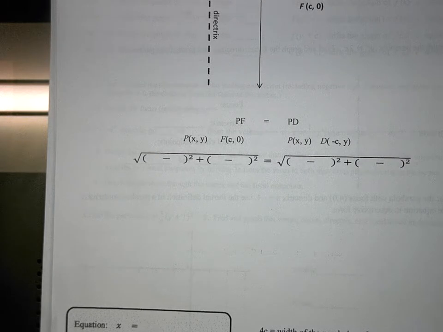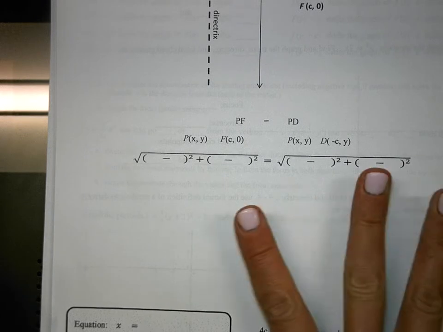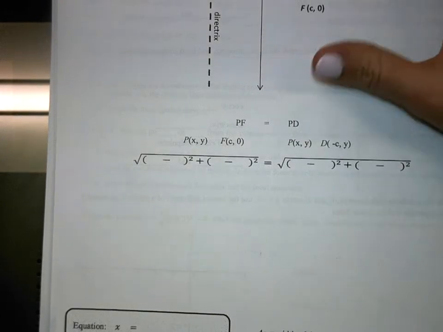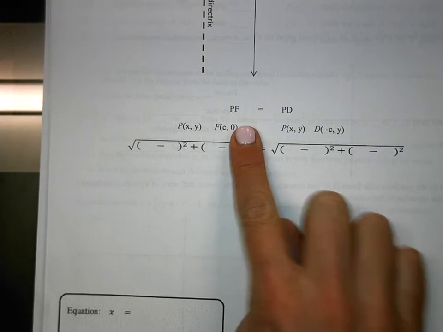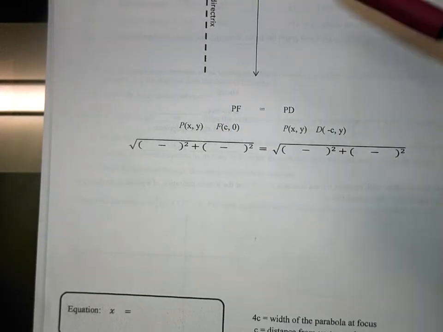Math 3, Unit 7, Section 4. Today we're talking about sideways parabolas. At this point, we've skipped a few pages, but we're going to talk about how to get the equation using the point from the focus and the point from the directrix.